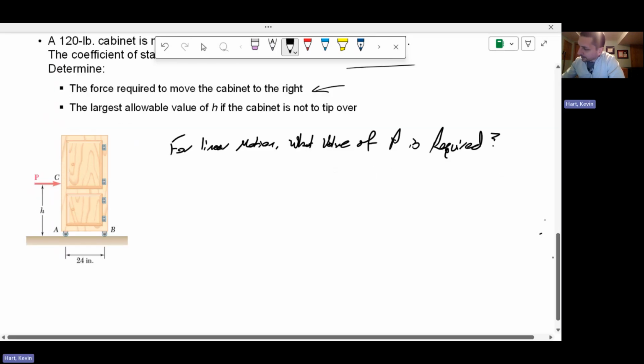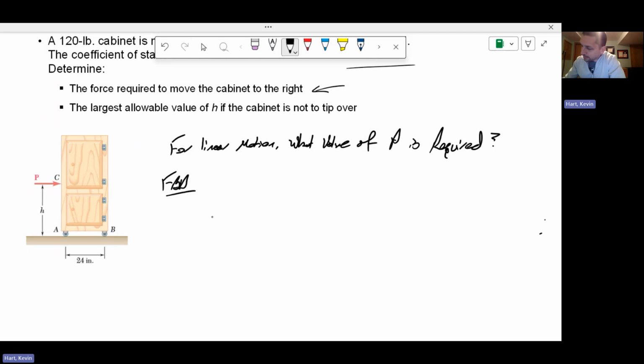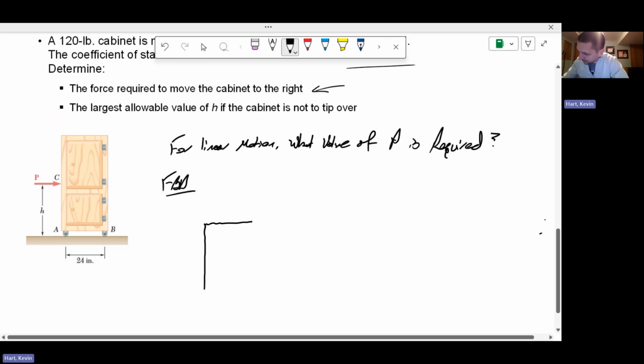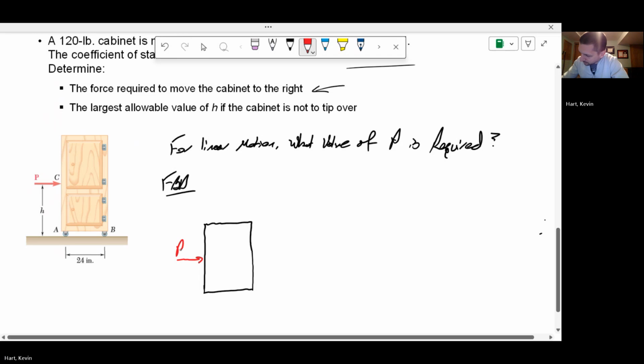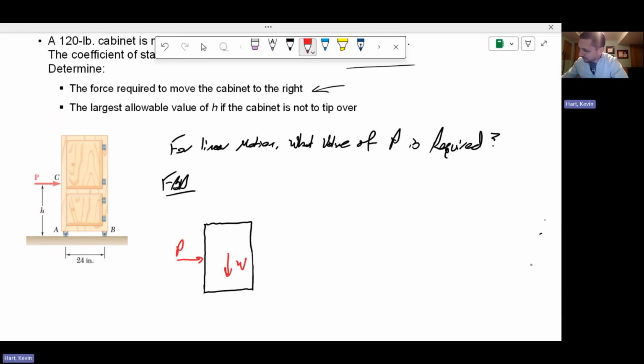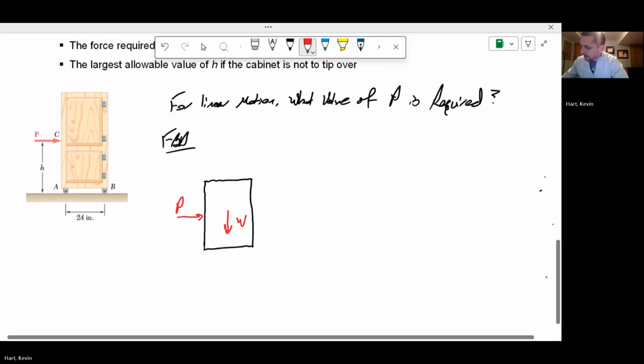All right, so let's do a free body diagram with a full cabinet, assuming that we're going to have sort of linear motion, meaning that both casters remain in contact with the ground. So free body diagram here. Here's my cabinet. I have my force P pushing to the right. I've got the weight of the cabinet down. We're actually given what that is, 120 pounds. And we have forces at A and B.